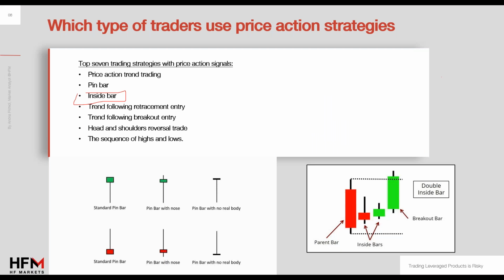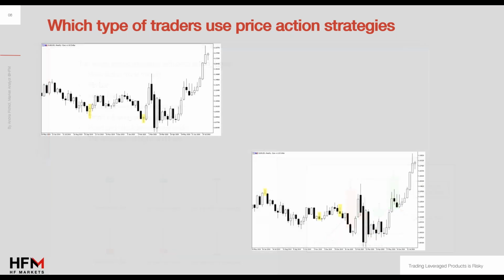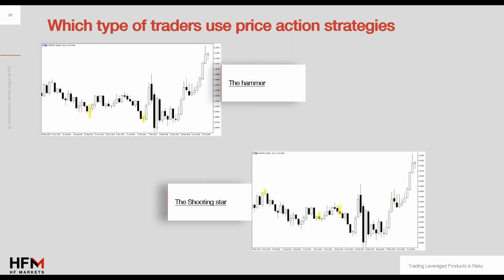Now, head and shoulders reversal, or a sequence of highs and lows. I'm going to show exactly that right now, not only head and shoulders, but also some other scalping strategies.